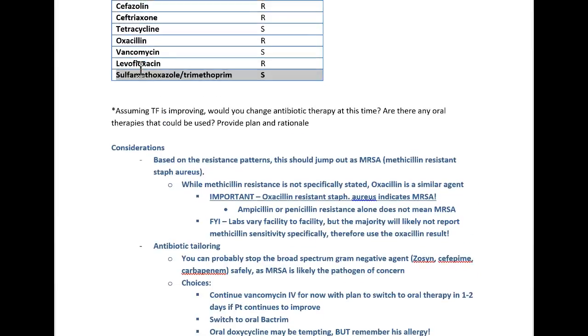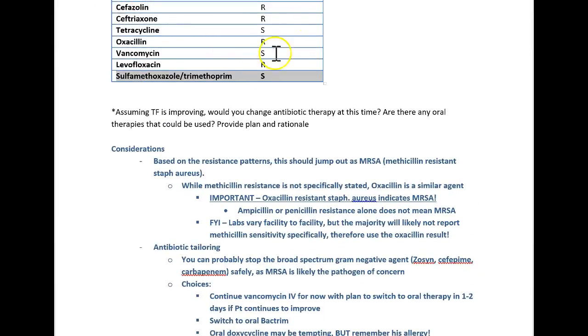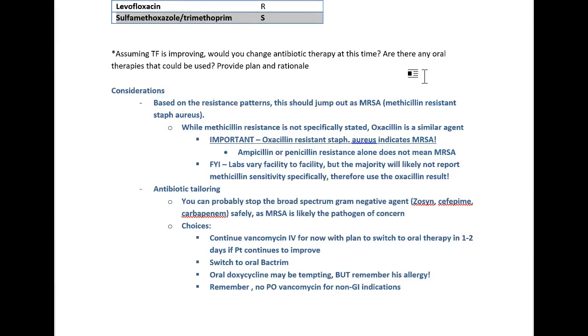Don't get tempted by the tetracycline. I put that in here to trick you guys because remember, he is allergic to that, even though it's back in part 1 of the case, but still, allergies still apply. Watch out for that one. You're not going to use oral doxycycline.